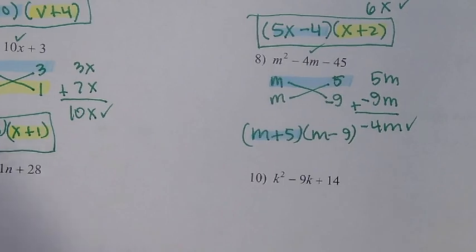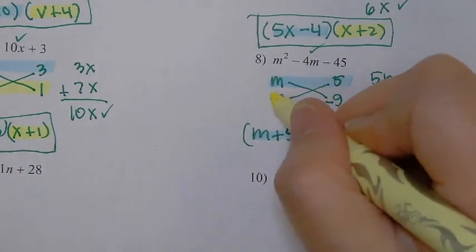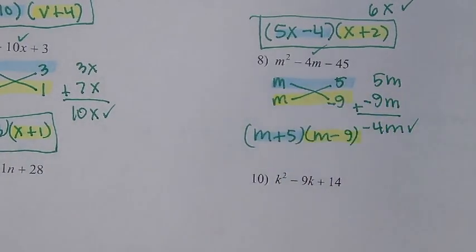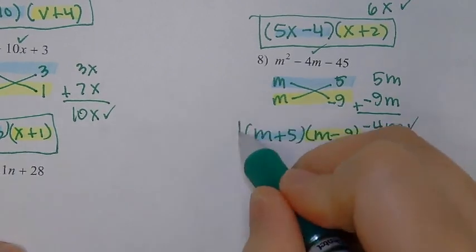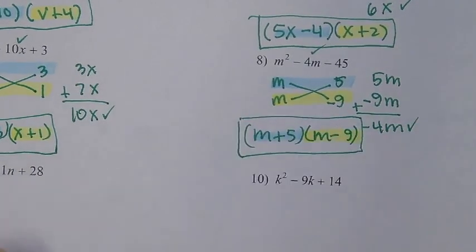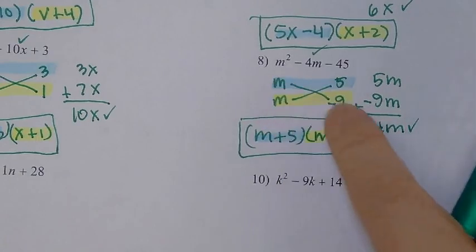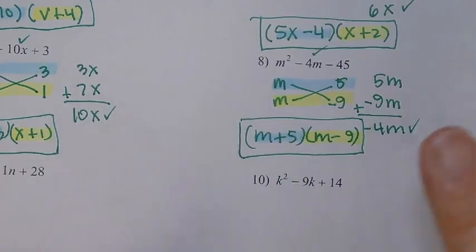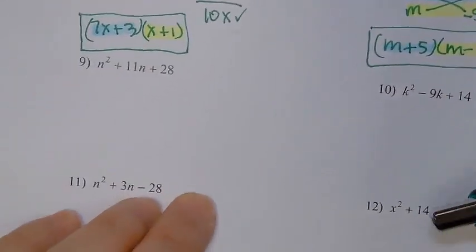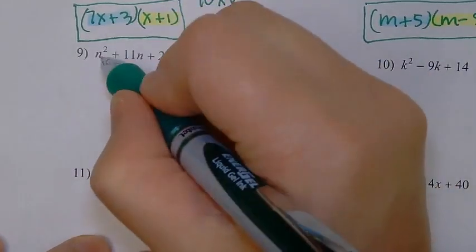Do you need to highlight it? No, you don't need to highlight it. This is just to help people remember we're going straight across, because if I don't keep doing this, people are going to forget, and they'll end up doing, oh, m minus 9, m plus 5, and that is no good. Bad days.